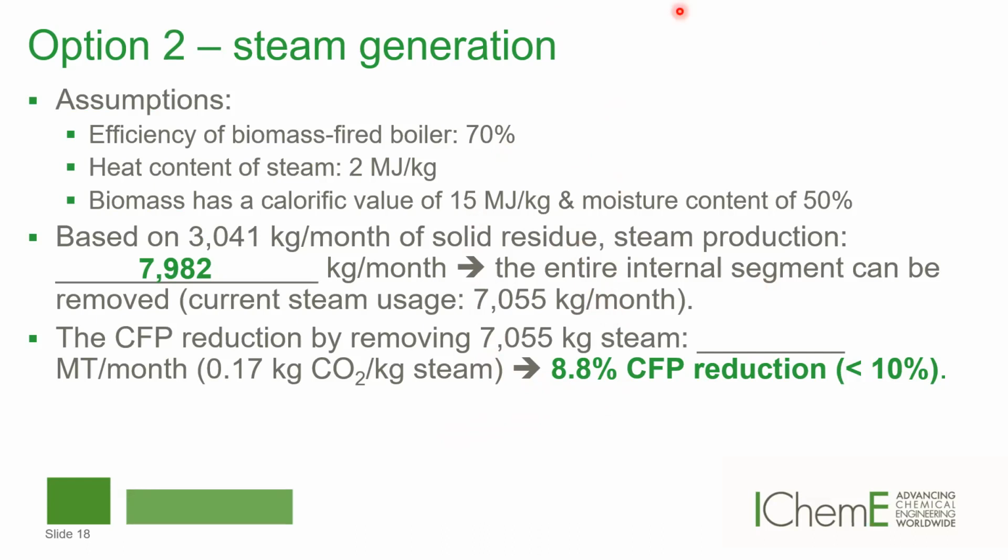Alright. Okay, so option 2 provides 8.8% of CFP reduction. Although it's less than 10%, it's more economical compared to option 1.